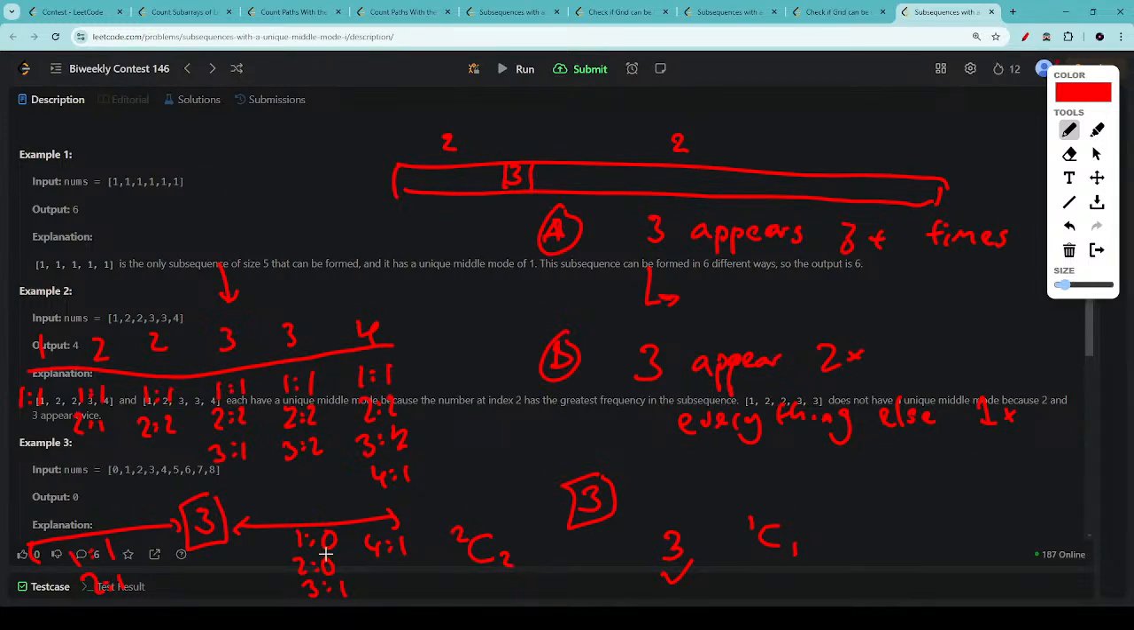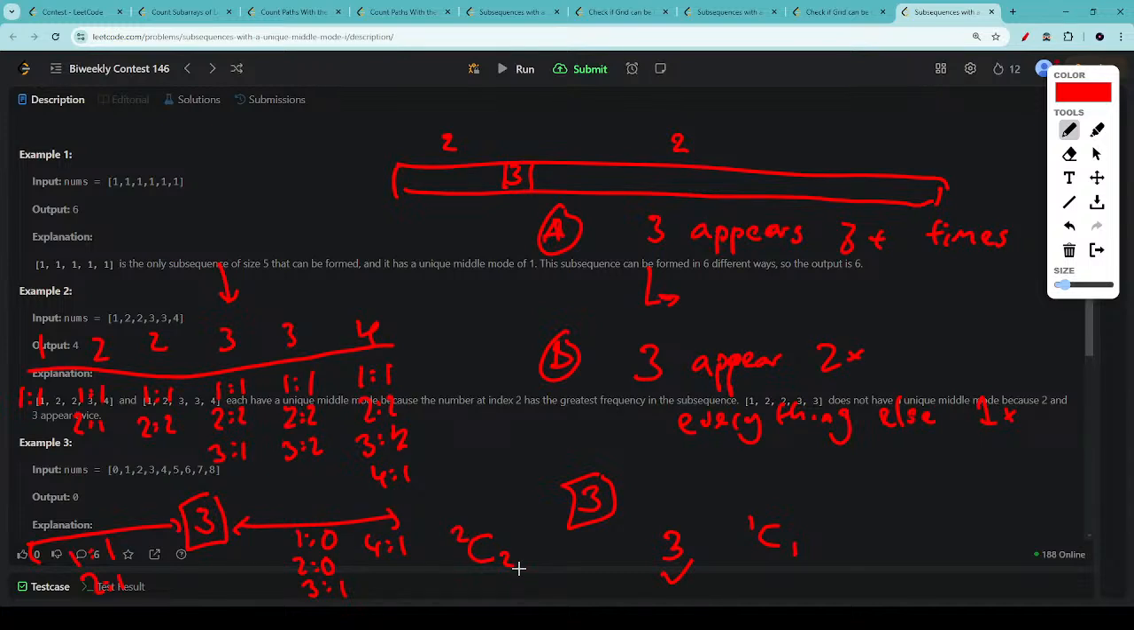And I need 2 numbers to appear. I have 2 numbers that occurred twice, at least once on my left. That is not me. So 1 and 2 both occurred at least once on my left. That's not me. I need 2 numbers on my left. Since I'm the unique middle mode, I'm the middle of 5 numbers. I need 2 numbers on my left, 2 numbers on my right. So I need 2 numbers on my left.